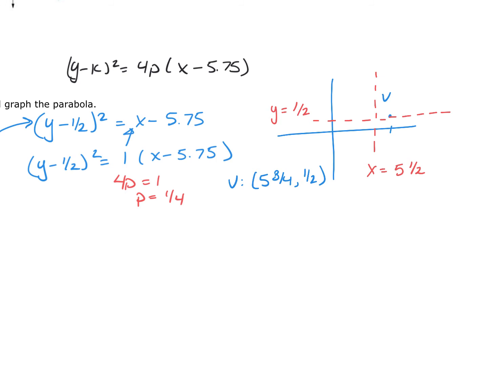Now I just need to find my focus. My focus will be here. So my focus is going to be, I am going to add 1/4 to the x part of the vertex. So that's going to make it 6, comma 1/2. So I found my vertex. I found my focus. I found my directrix. I found my axis of symmetry because I remembered. And I'm going to go ahead and draw this. And that's the sketch of that graph.